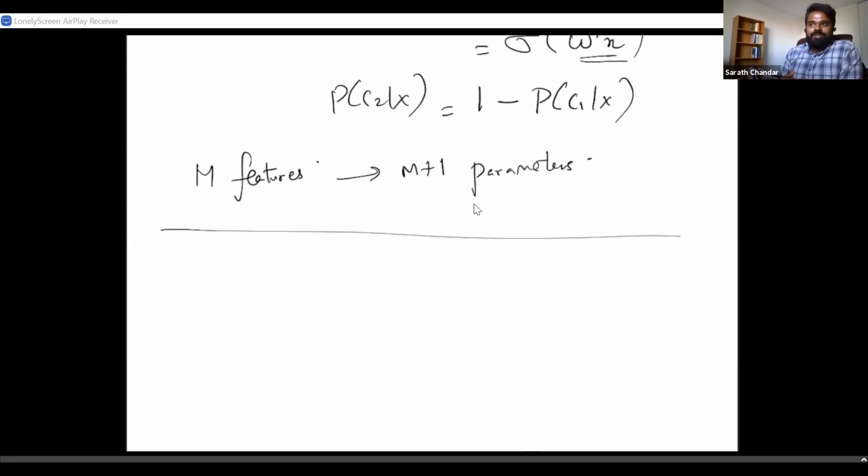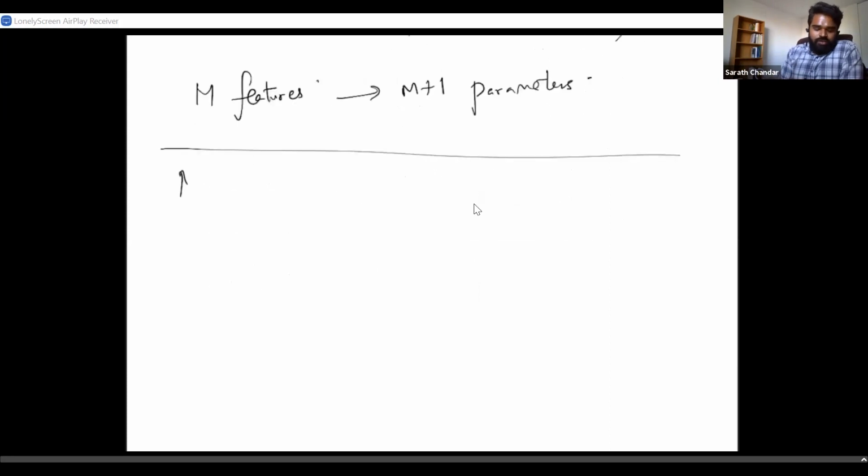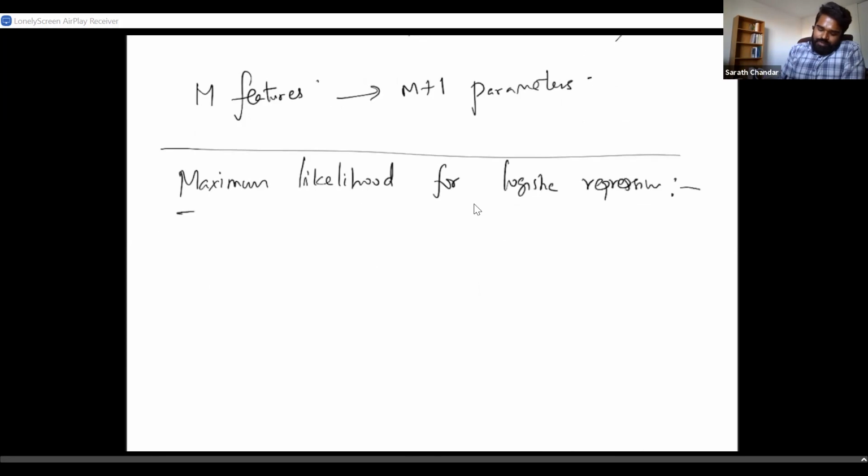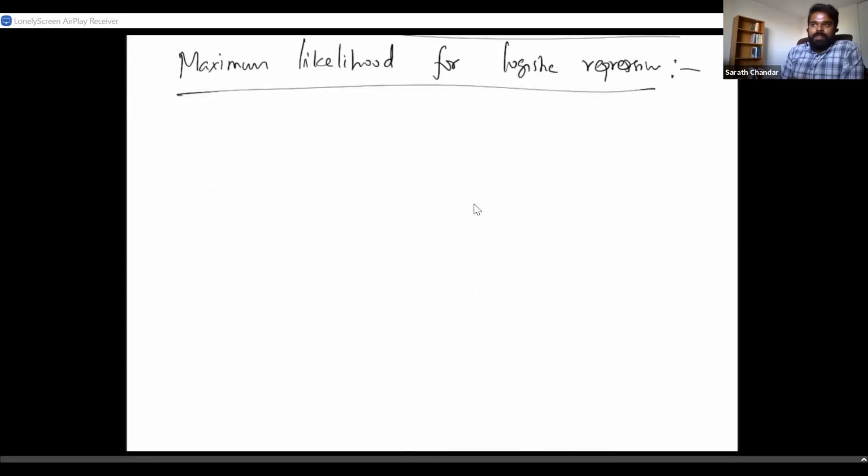Okay. So now let's see how to learn these parameters for logistic regression. We are going to do the usual thing that we do for probabilistic models, which is the idea of maximum likelihood for logistic regression. Now let's consider a data set which has a bunch of examples, Xn and Tn, where Tn belongs to 0 or 1.